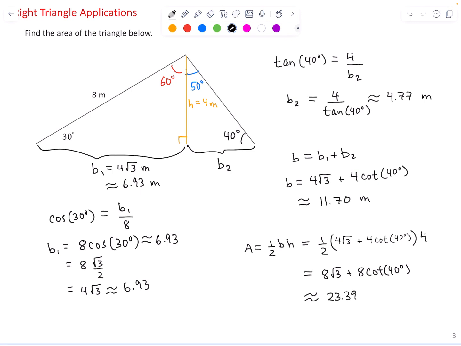And this would be measured in meters squared, because the base was measured in meters, and the height was measured in meters. So we get square meters as a unit of area.